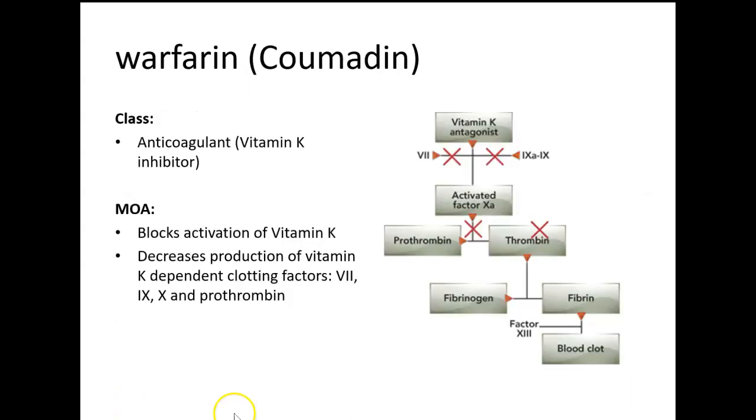Okay, warfarin. Warfarin's been around for a bajillion years. It is an old drug. The name that we know is Coumadin. It is an anticoagulant and it is a vitamin K inhibitor. Okay, so it antagonizes vitamin K, which stops this whole clotting cascade, and so decreases the production of all of these clotting factors, right? 7, 9, 10, and prothrombin.